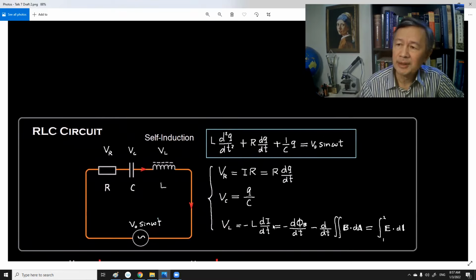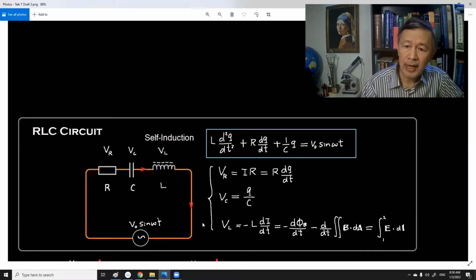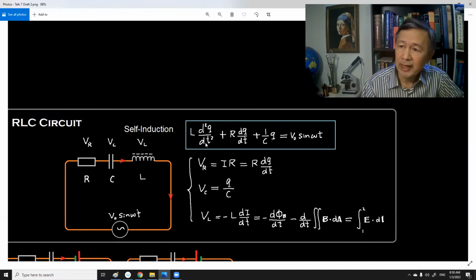Here is a general description of an RLC circuit, in which the inductor plays a very important role. Now, in this second-order differential equation, you can see that we can treat the induced voltage and also the externally applied voltage explicitly. And actually, each term has a distinct meaning.